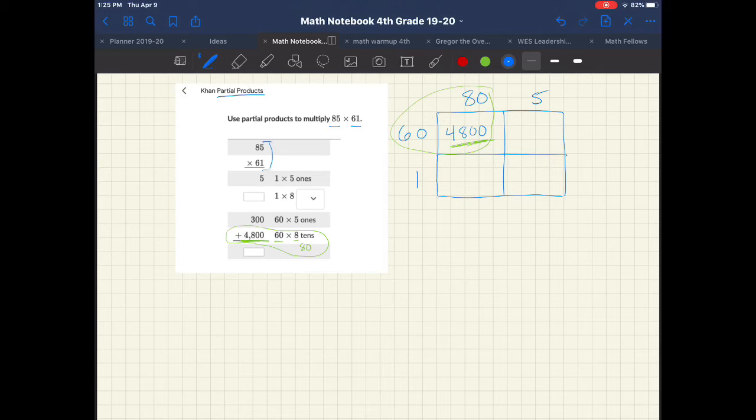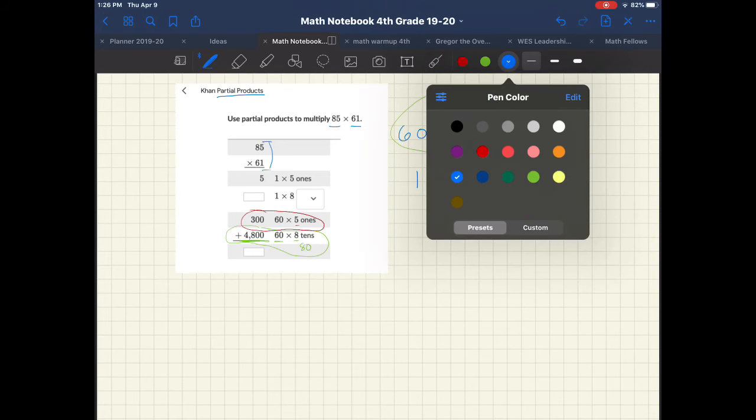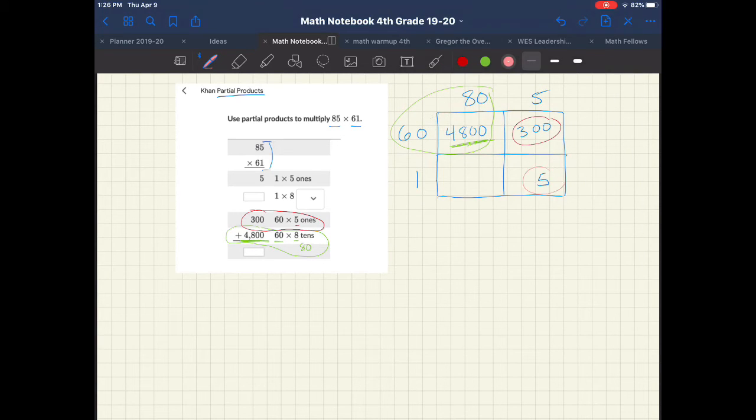So let's see, we do 5 times 60, which we would say is 300. And you can see that 300 right here. 5 ones, that's 5. 5 times 60, so same thing. 5 times 1 is 5. And that is right here. 5 times 5 ones. 1 times 5 is 5. And this last part, it says 1 times 8. They're referring here to 1 times 8 is 80.